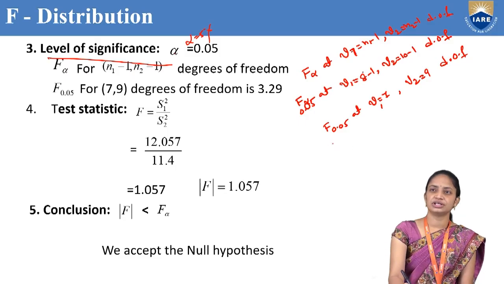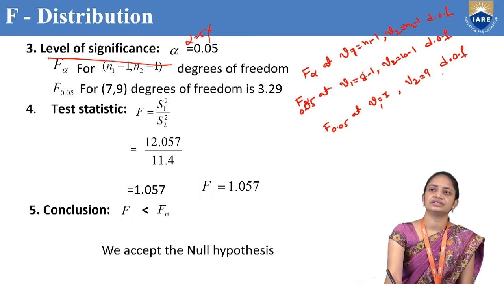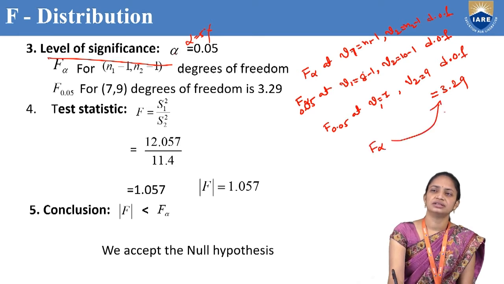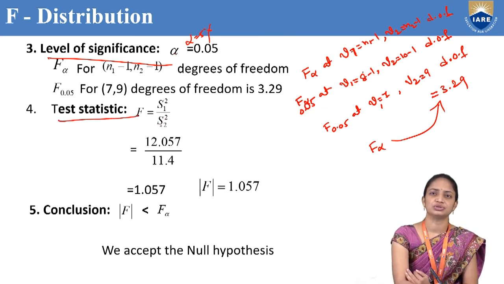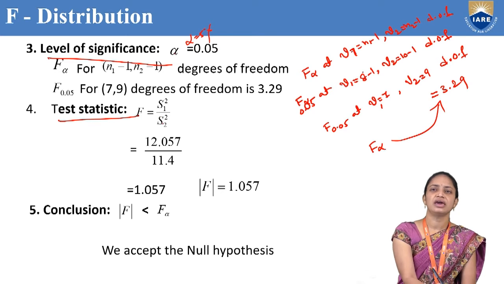So F 0.05 at nu1 equal to 7, nu2 equal to 9 degrees of freedom is 3.29. So F alpha value is 3.29. Now we need to find the test statistic. Here we need to write the formula. So here F equal to S1 square by S2 square.